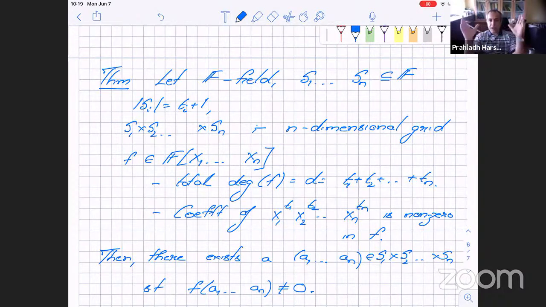So once again, you have this n-dimensional grid. Unlike in the Schwartz-Zippel lemma, the grid lengths are not necessarily the same. They are of different lengths: T1 plus 1, T2 plus 1, ..., Tn plus 1. Those are the grid sides. And now I'm given a polynomial f whose total degree is the summation of the ti's. And I furthermore tell you the coefficient of x1 to the power t1, x2 to the power t2, and so on, is non-zero. Now I want to claim that this polynomial cannot vanish completely on the grid. There will be a place where it is non-zero.